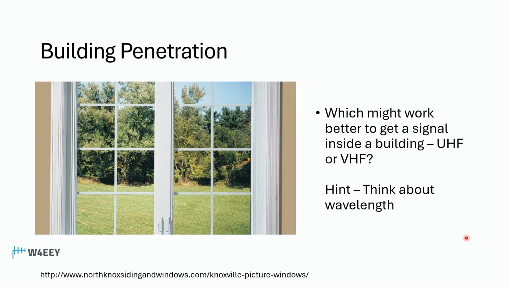Well, I'd like you to think about wavelength. VHF, in our 2-meter band, the wavelength of a radio wave is approximately 2 meters, or over 6 feet. Whereas 70 centimeter or UHF radio is much smaller. And so if you have openings in buildings like windows or things like that, generally, and this is generally the case, UHF has better building penetration than does VHF because of the wavelength of the radio waves, and it's easier for them to penetrate the building.